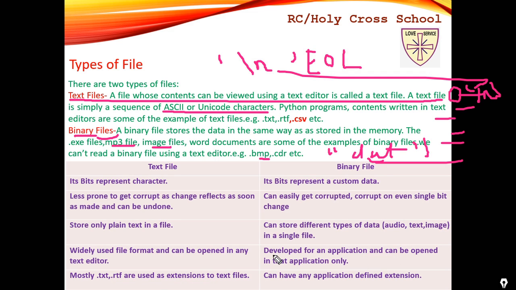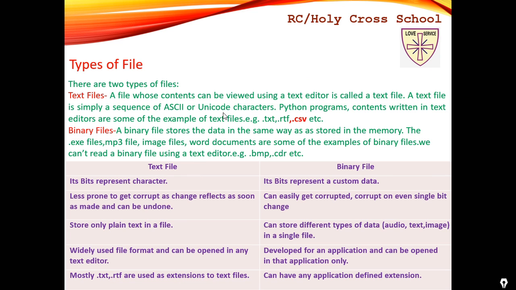These you develop for an application and they can be opened in that application only. So privacy can be maintained in these binary files. But in a text file, any program which can read ASCII code and Unicode can interpret it, right? Okay, so let's go to our next slide.